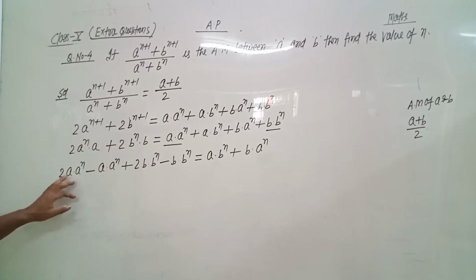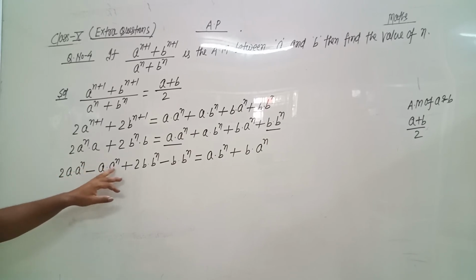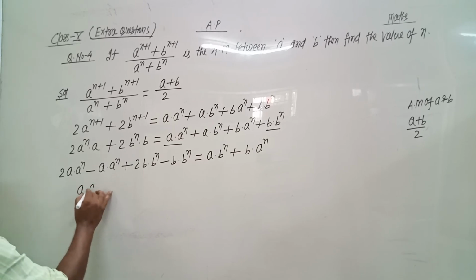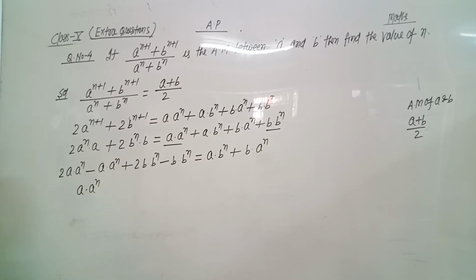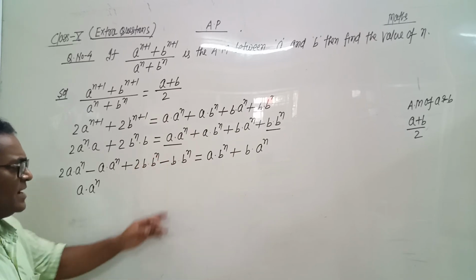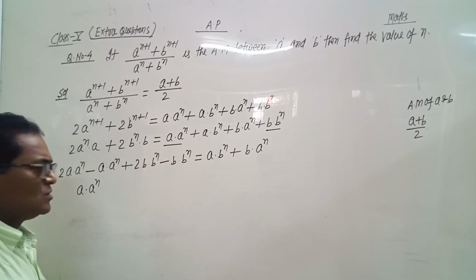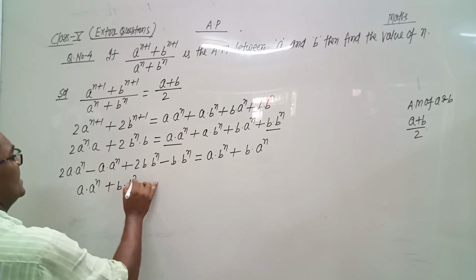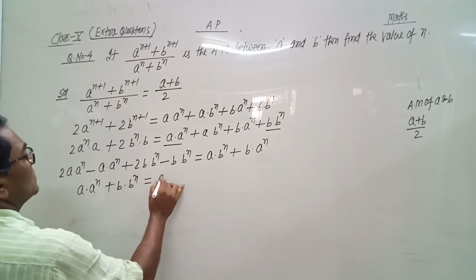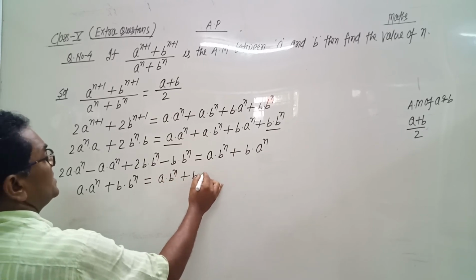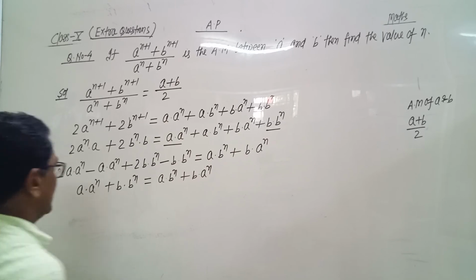So 2 times a into a raised to the power n minus a into a raised to the power n, we get a into a raised to the power n, and 2 times b into b raised to the power n minus b into b raised to the power n, we get b into b raised to the power n, equals to a into b raised to the power n plus b into a raised to the power n.